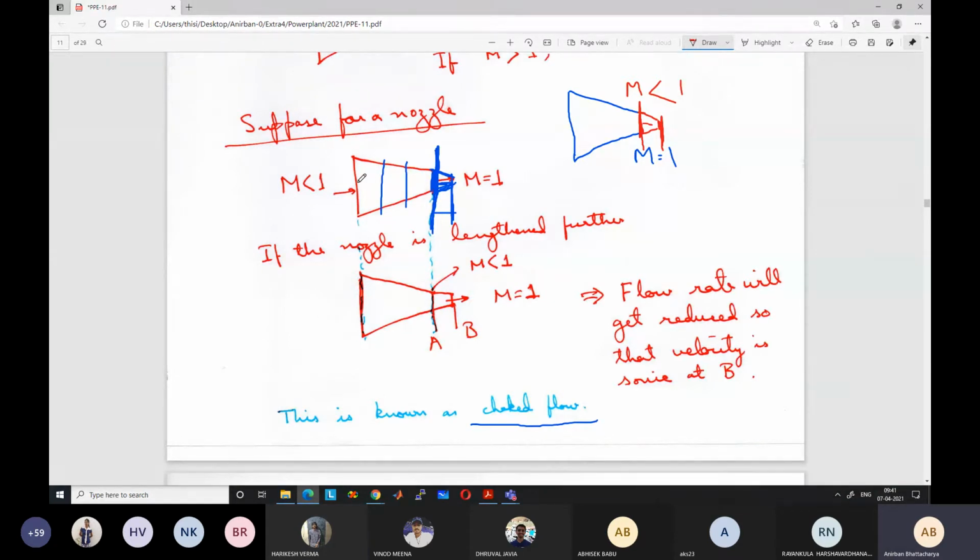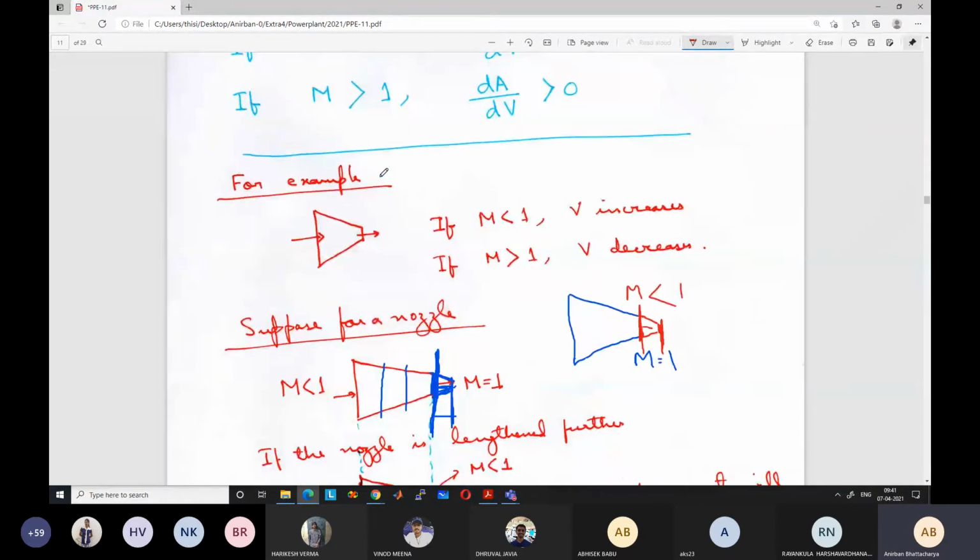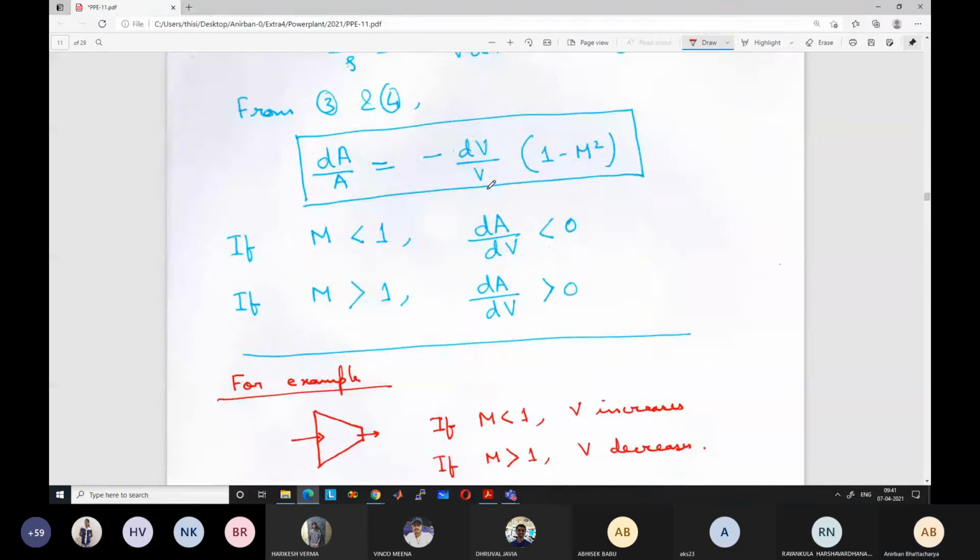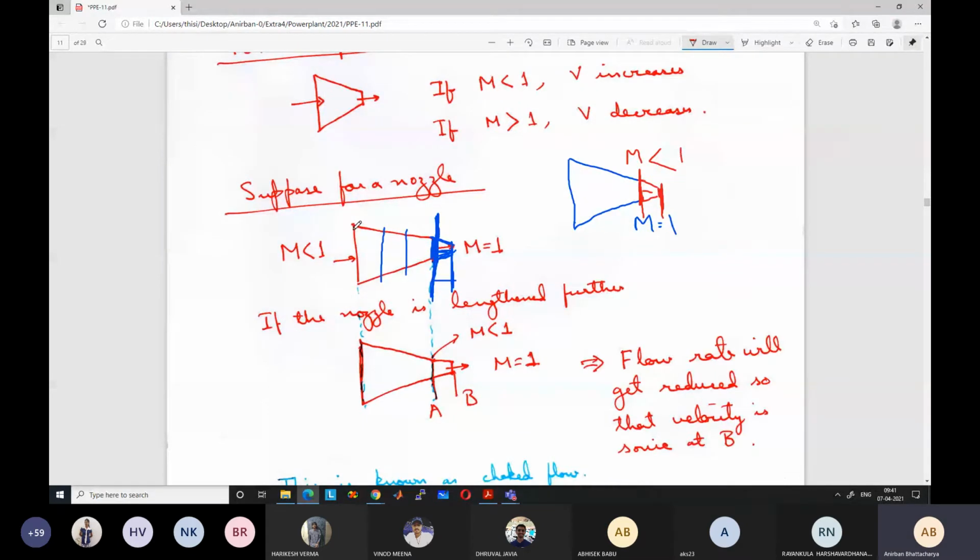No, your point is correct. Entry velocity equal to Mach number 1 means it cannot act like a diffuser because the cross-sectional area is decreasing. The velocity has to decrease if it has to act like a diffuser, but then it will become subsonic, and in subsonic flow the velocity cannot decrease in a decreasing cross-sectional area. So that type of flow is not possible.